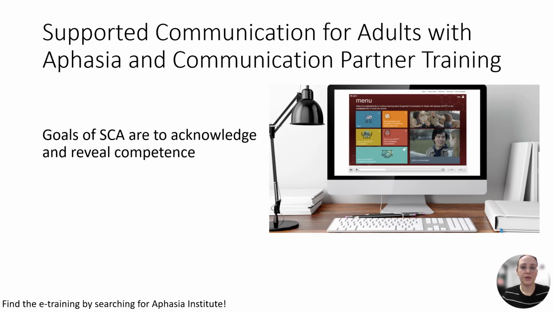I want to leave you with this idea that you, now being knowledgeable about aphasia and aware of aphasia, can improve how you communicate with people who have aphasia, and you can also improve how people you know and interact with communicate with people with aphasia. There are great resources out on the web. One of them is called Supported Communication for Adults with Aphasia. SCA is that acronym, and it teaches some strategies for revealing competence in those speakers with aphasia.